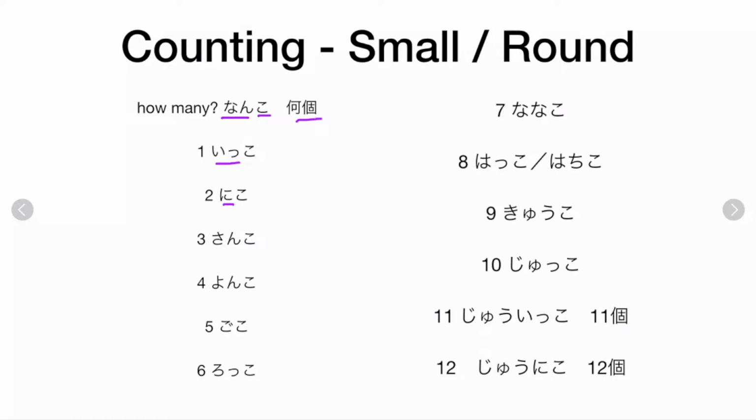Ikko, niko, sanko, yonko, goko, rokko, nanako, hakko or hachiko, either one. Kyuko, juko, juikko, juniko, and just numbers from there. Okay, so this one's a little easier. This is for small things or round things, inanimate objects.